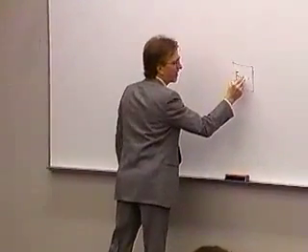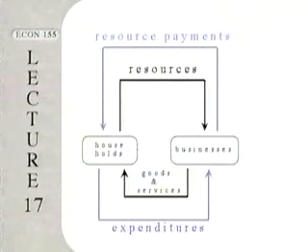Here's the firms, or businesses, or whatever, and here's the households. And the households send resources to the firms. They are paid by the firms with their dollars. Okay, then the households spend some of that money to buy goods and services.